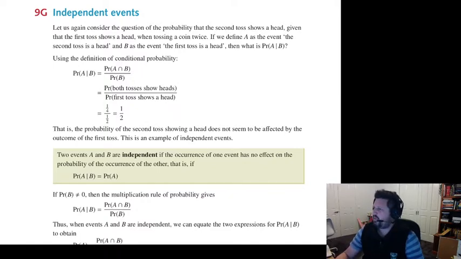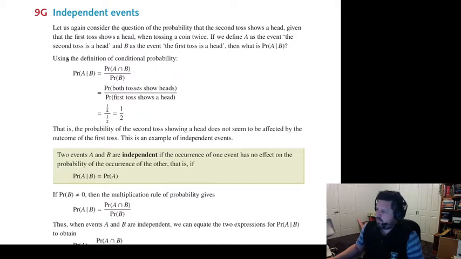They've said here, let's think about if you were to toss two coins and work out the probability that the second toss is a head, given that the first toss is a head when you're tossing that coin twice. They're saying let's define A as the event of the second toss and B as the event of the first toss being a head. So when you're finding the probability of the second toss being a head, given that the first toss is a head, you're really working out the probability of A given B. Remember that symbol there is given.